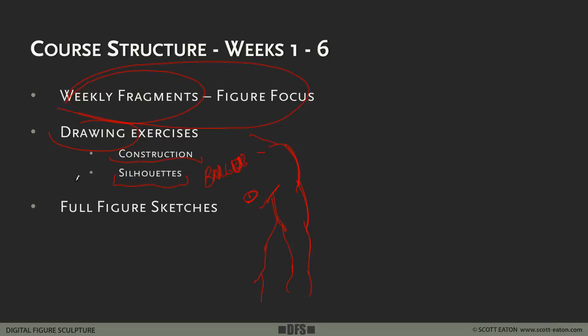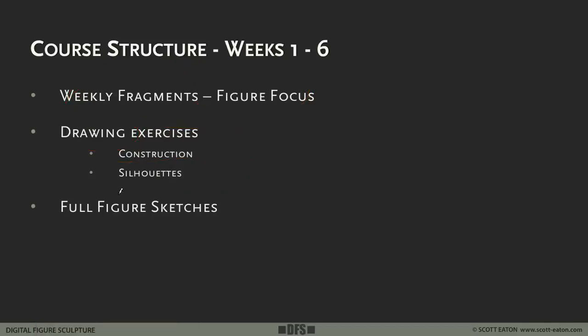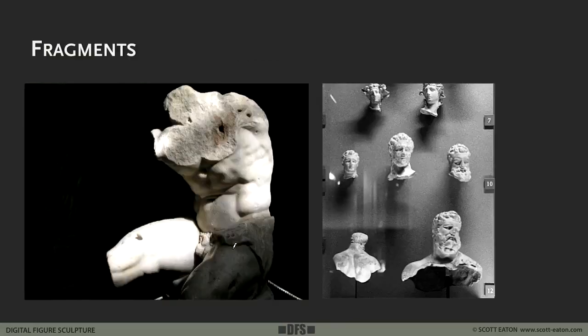Okay, so finally, we will schedule in, as we get closer to 4 and 6, some full figure sketches, right? So we will start to do poses, probably Z-sphere models, and rough them in, try to establish some broad volumes, kind of excluding the details. These will be timed, focused figure sketches to just get balance and proportions right. Okay, so that brings us to fragments, right? What are we going to do with these fragments?